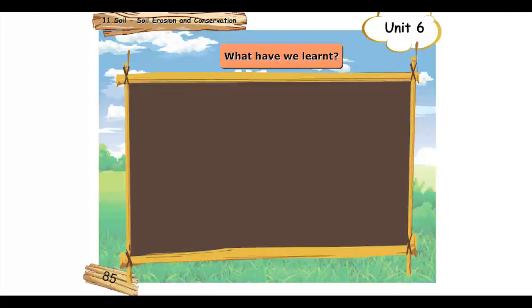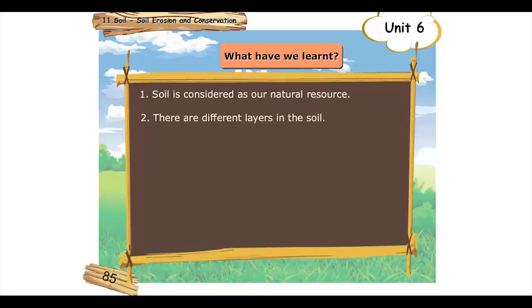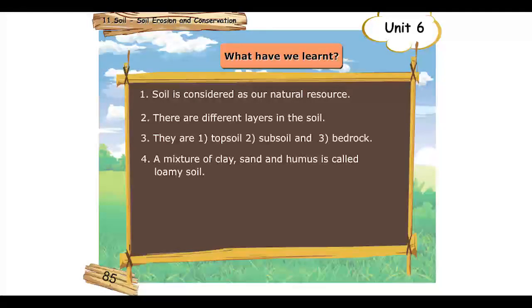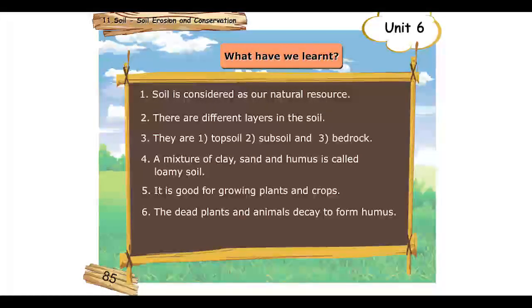What have we learned? Soil is considered as our natural resource. There are different layers in the soil. They are 1. Topsoil, 2. Subsoil, and 3. Bedrock. A mixture of clay, sand, and humus is called loamy soil. It is good for growing plants and crops. The dead plants and animals decay to form humus.